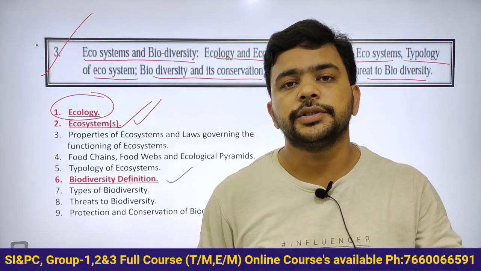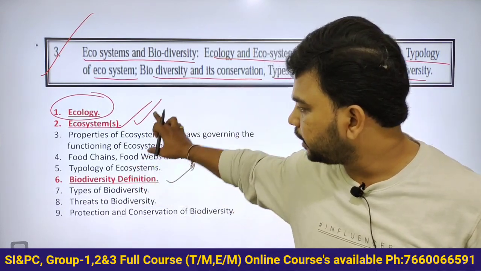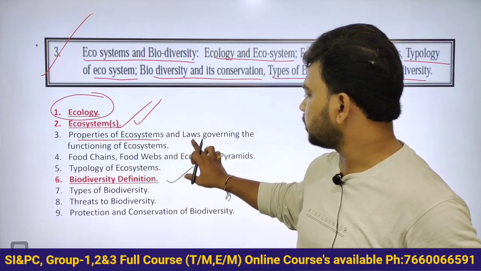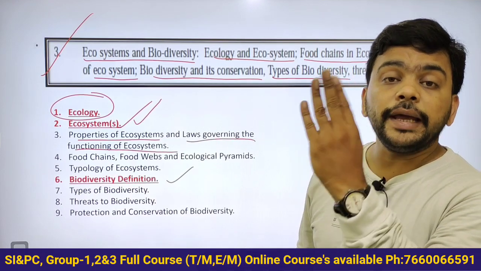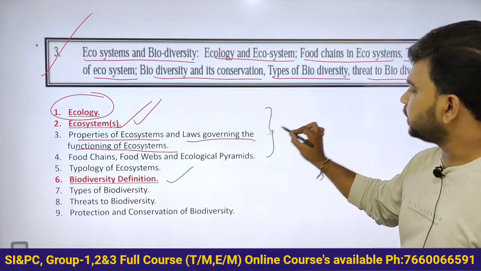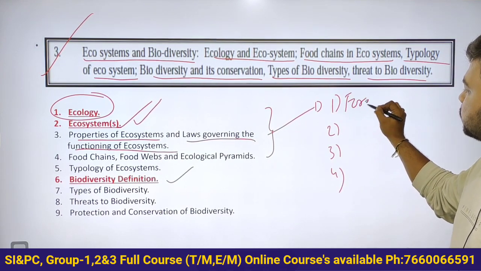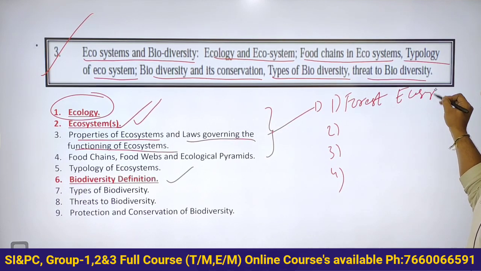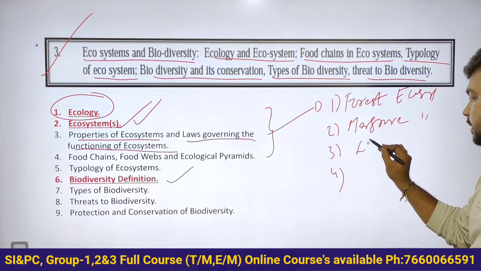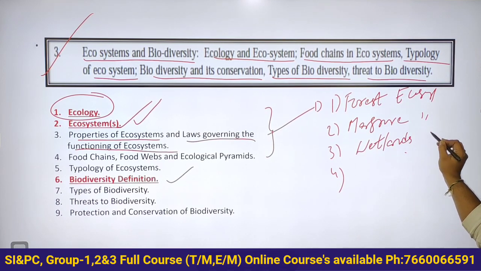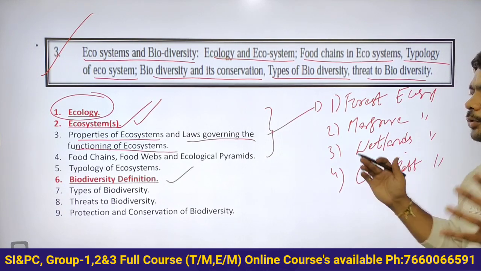We will understand in detail the properties of ecosystems and the laws that govern the functioning of ecosystems, by taking 4 example ecosystems. So I will discuss 4 ecosystems here. What are these 4 ecosystems? Forest ecosystems, I will discuss them. Then mangrove ecosystem. Then wetlands ecosystem and the Ramsar Convention. Then coral reef ecosystem. So 4 ecosystems I will take.